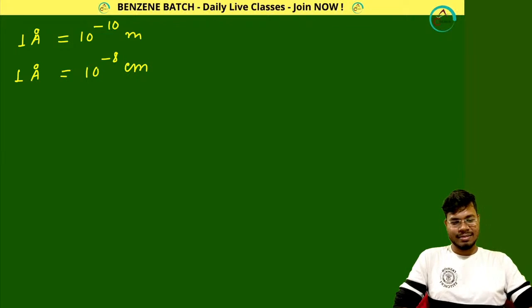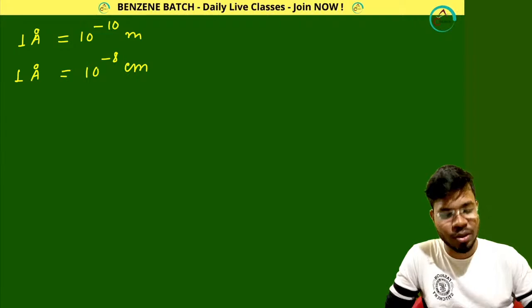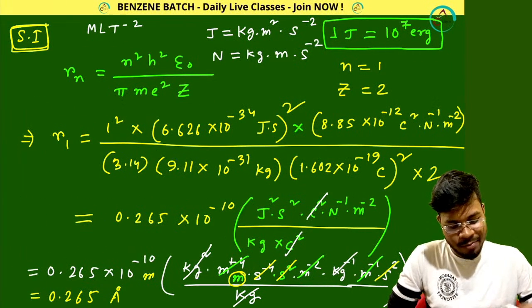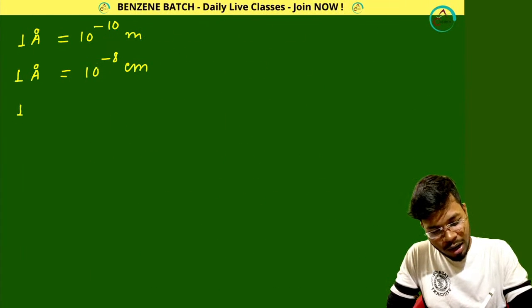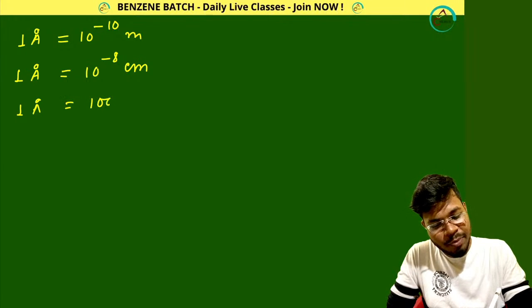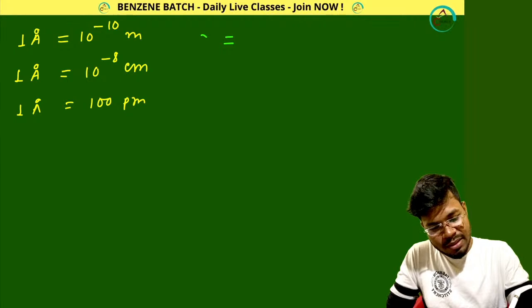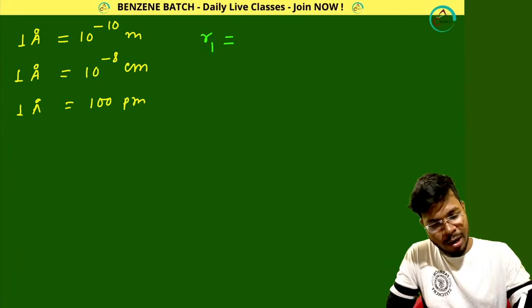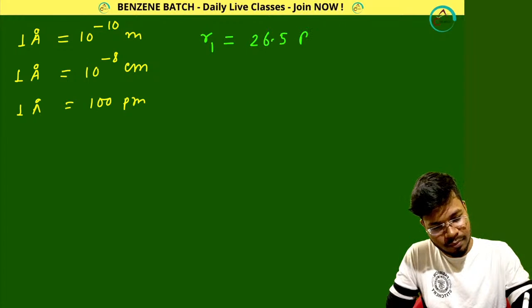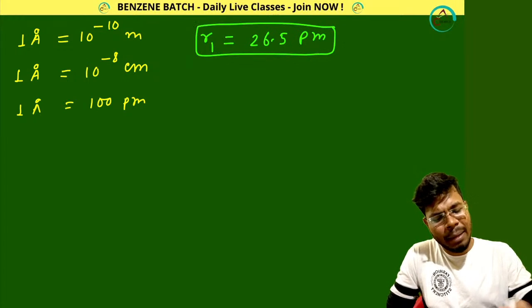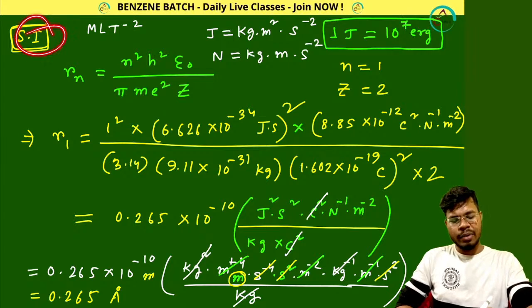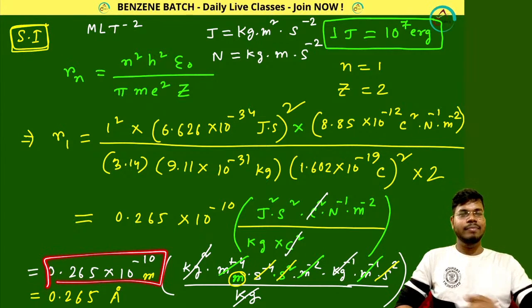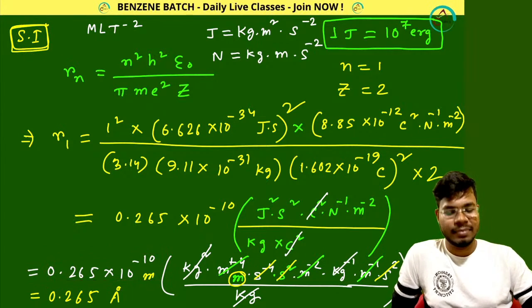Very good, yes. That's the method. You can do this. And again the same: 1 Angstrom is equal to 100 picometer. That means the final answer, R1 in SI unit, will be 26.5 picometer, PM. But as I told you, to calculate the value in SI unit, your value is in meter. Okay, perfect, very good.